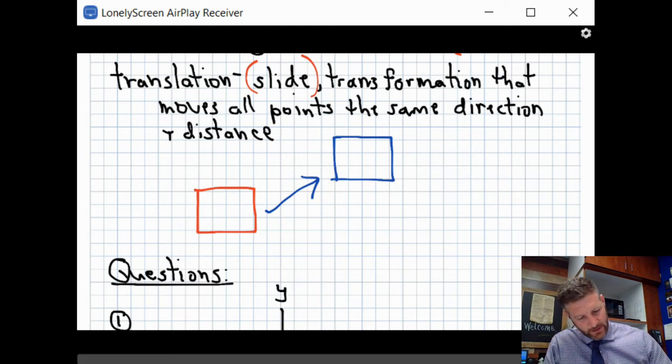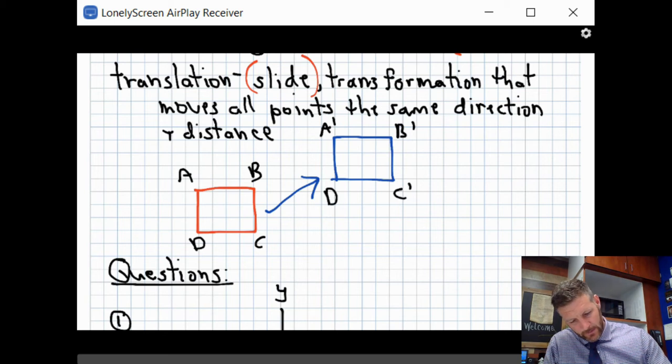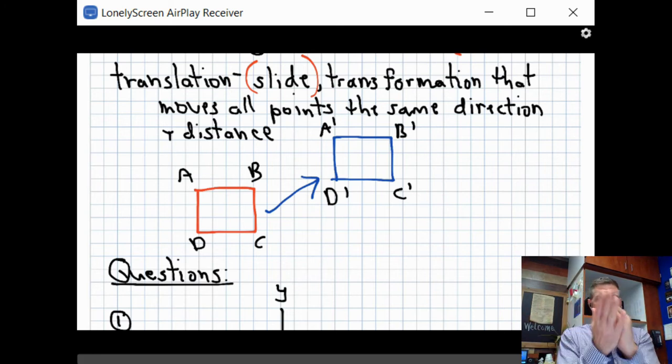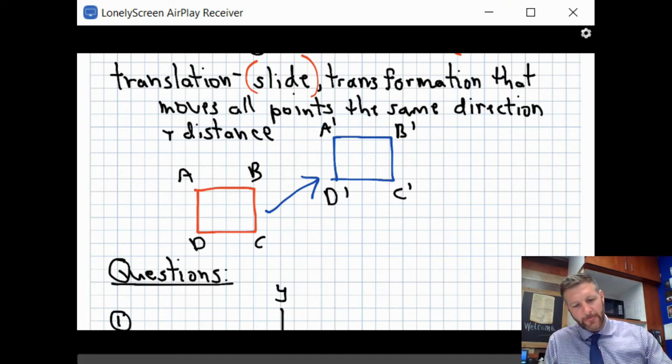And again, you've got something like A, B, C, D, A, B, C, D. Okay, and so again, imagine it just slid from one direction. It didn't rotate, it didn't reflect, it just slid around. Okay, there's also a version called a dilation, and that's where you grow it or shrink it in size, but we'll be covering that one later. So let's take a look at our questions.